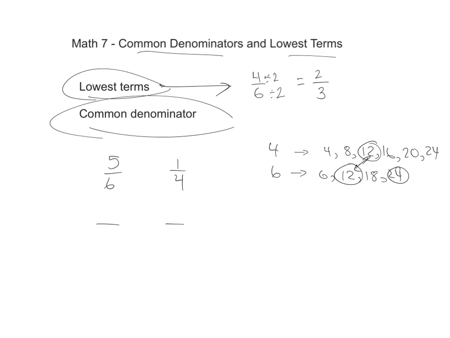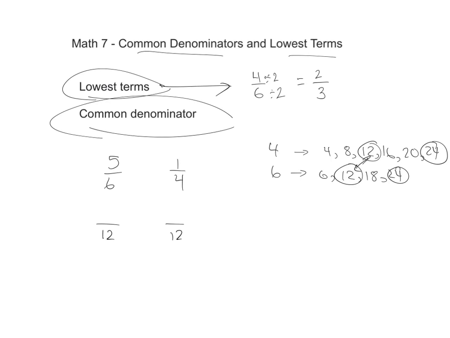Or we could actually use 24. Typically when we're doing common denominators, the smaller one is the easier one, but the larger one can work as well. So the 24 could work just fine, just like the 12 could. But I'm going to use the smallest one. I just like working with smaller numbers better.